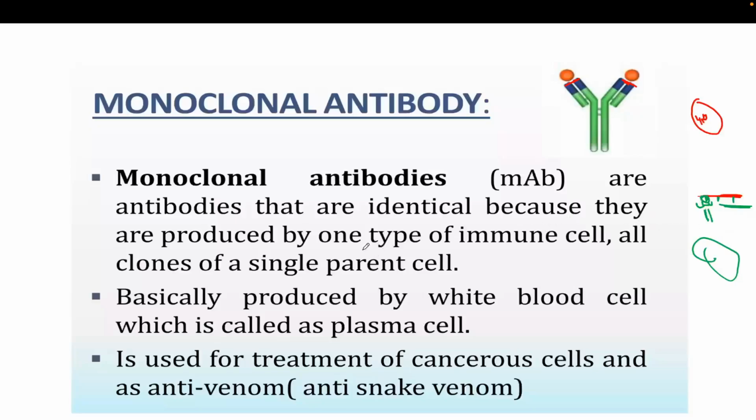Monoclonal antibodies are identical because they are produced by only one type of immune cell, and are all clones of a single parent. They are basically produced by the white blood cell called the plasma cell. It is used for the treatment of cancerous cells and as antivenom.